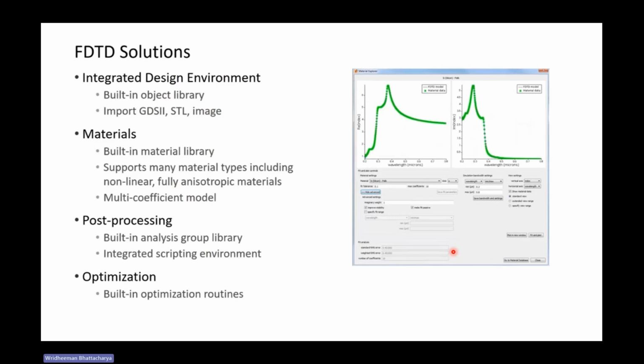After selecting the material, it is important to do the multi-coefficient model of the material. So what is the essence of this multi-coefficient model? Why should we do it? It basically runs an algorithm to match it with the FDTD model.